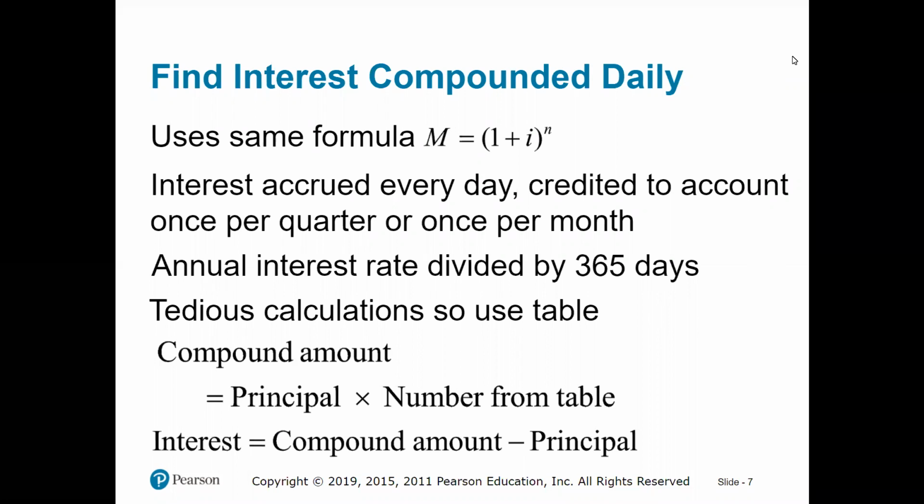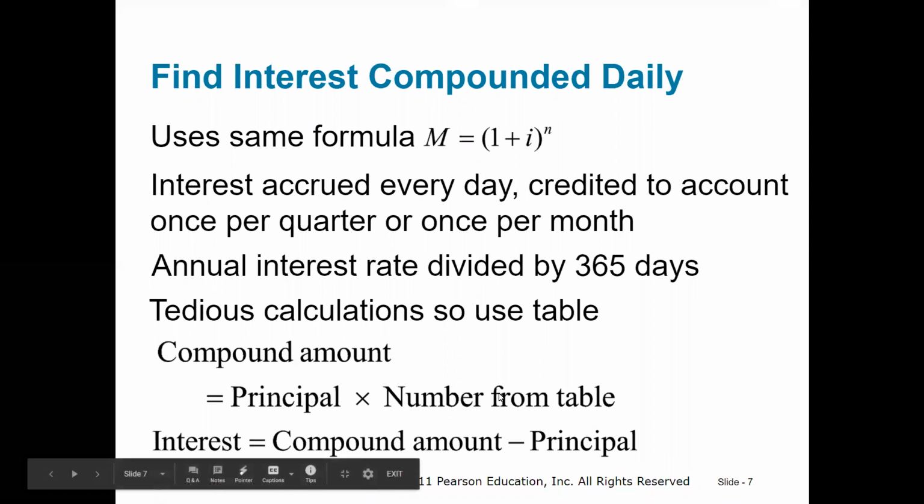So this is how we find interest compounded daily. We're going to use a formula which you should have seen before. Maturity equals 1 plus i, the whole thing raised to the n. Interest is accrued every day and credited to an account once per quarter or once per month, using the annual interest rate divided by 365 days. These are tedious calculations, so use a table. The compound amount is equal to the principal times the number from the table, and the interest is equal to the compound amount minus the principal.